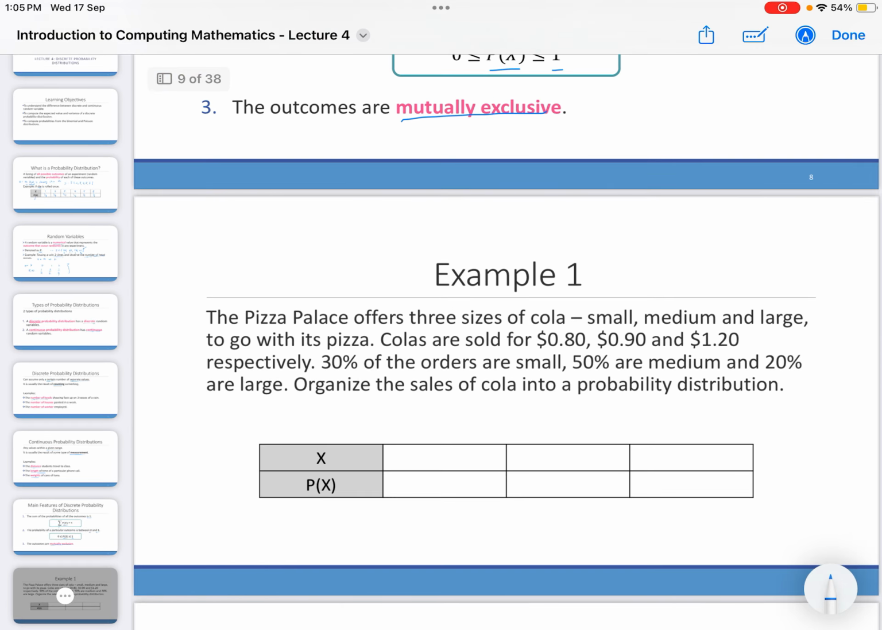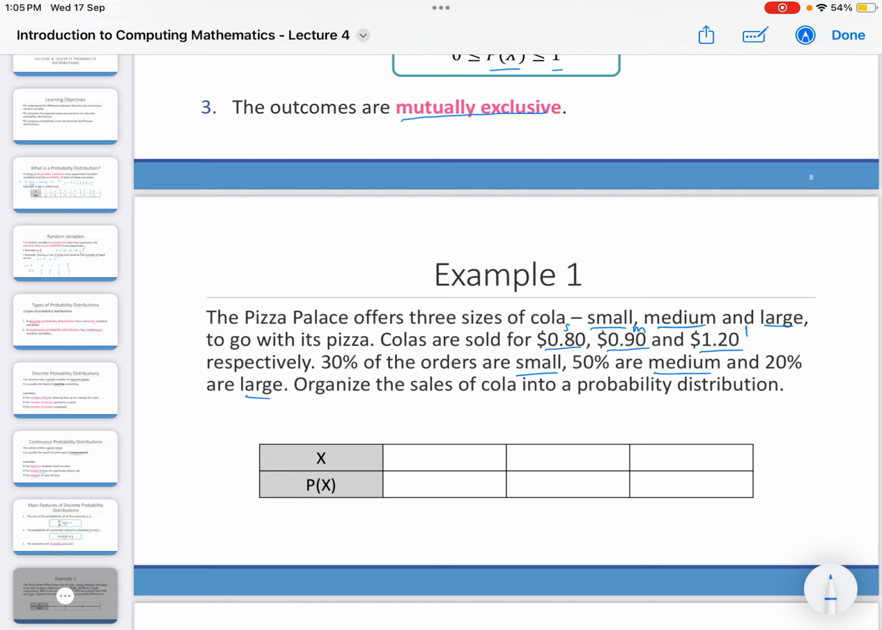Okay, let's look at example 1. The Pizza Palace offers 3 sizes of cola, small, medium and large, to go with its pizza. The colas are sold for 80 cents, 90 cents and $1.20 respectively. So 80 cents for the small, 90 cents for the medium size, and $1.20 for the large size. And then 30% of the orders are small, 50% are medium, and 20% are large. So organize the sales of cola into a probability distribution.